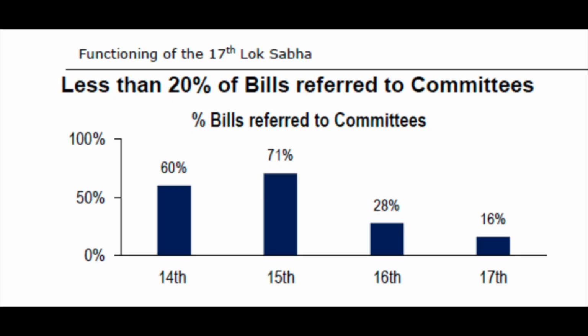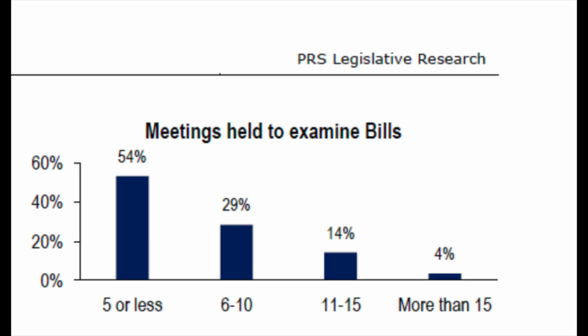So if you see the stats, compared to the 14th Lok Sabha, where 60% of the bills were referred to the committees, and in the 15th Lok Sabha 71%, that gradually fell in the 17th Lok Sabha, whereby only 16% of the bills were referred. And if you see the meetings which were held to examine the bills, nearly 54% of the bills which were presented were discussed in less than 5 meetings, but only 4% of the bills had a discussion of nearly 15 meetings.